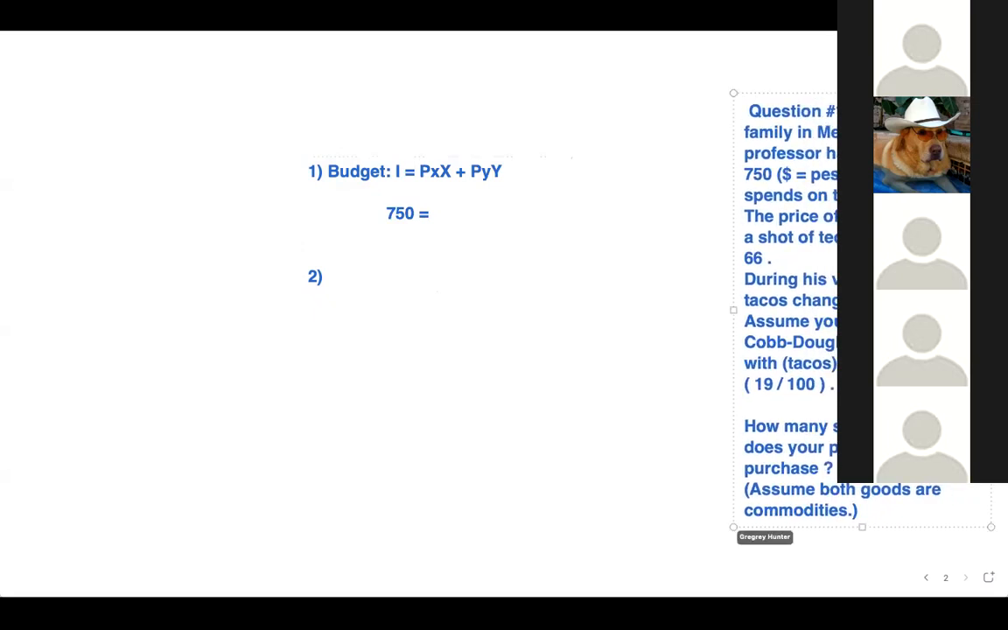And you can see that the price of tacos is 16. Since I'm going to graph tacos on the x-axis, I'm going to use x as tacos. So 16x plus, and it says 66 pesos for a shot of tequila. So there I have the budget, right?